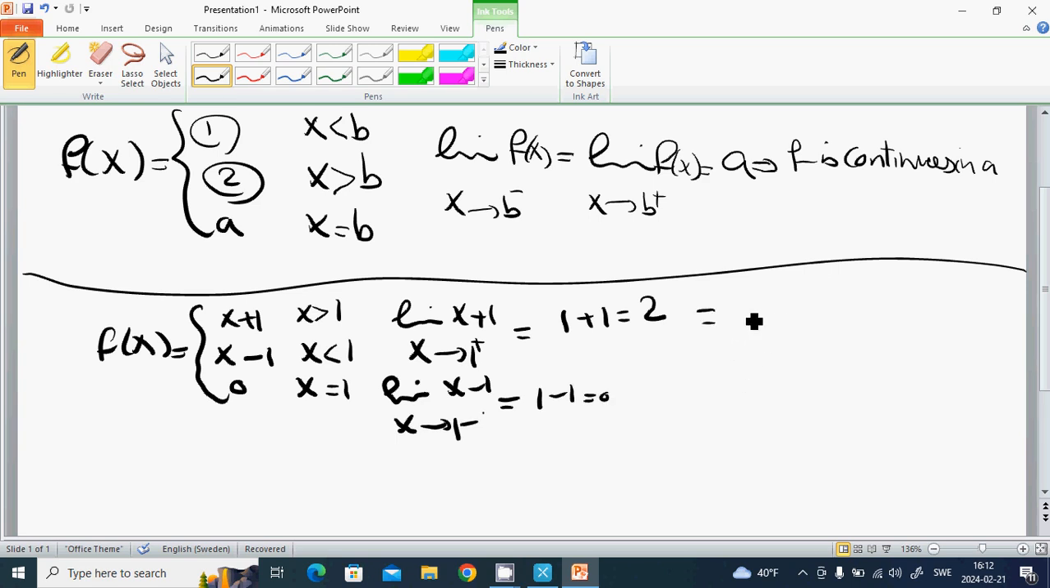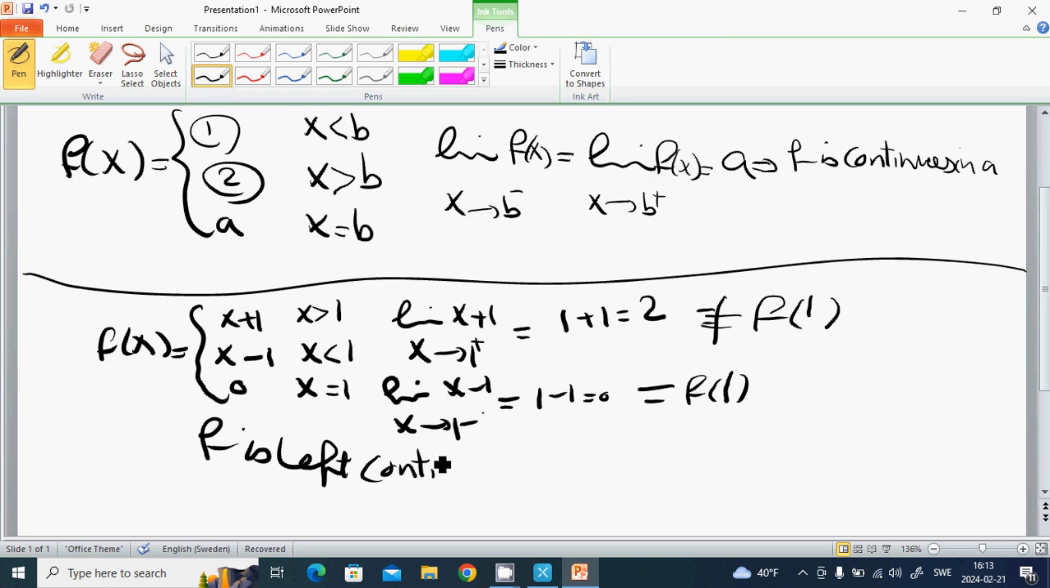Then it is not equal to f of 1, excuse me. It is f of 1, x equals 1, and f of 1 is 0. Then f is left continuous at x equals 1.